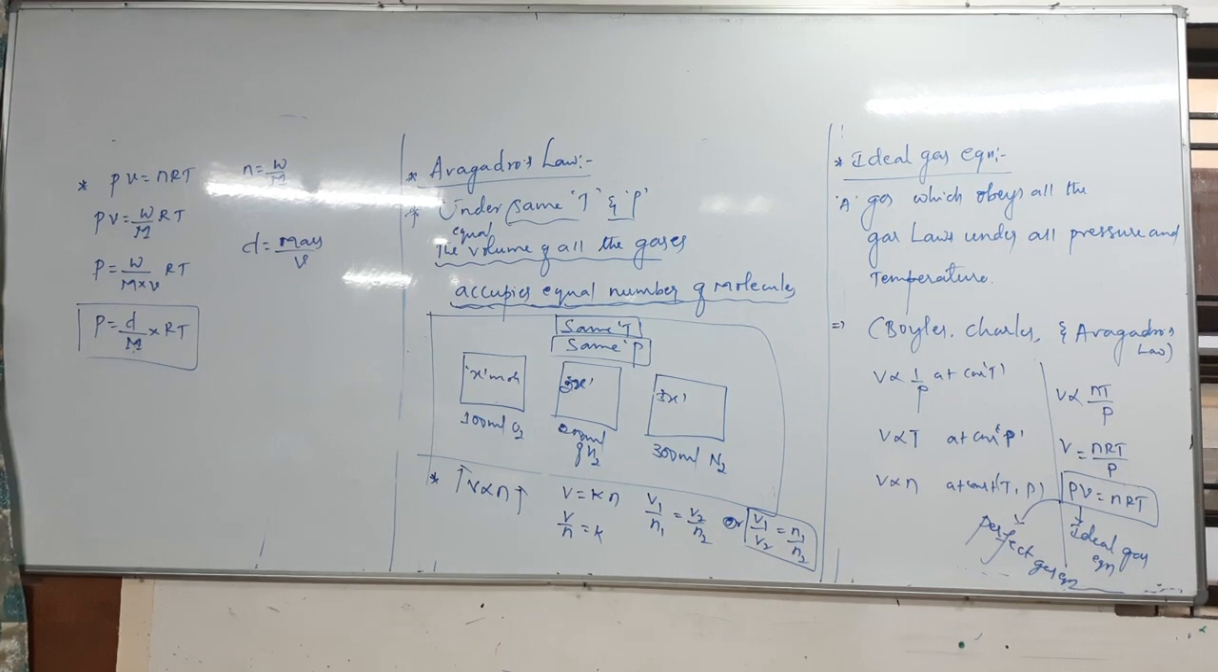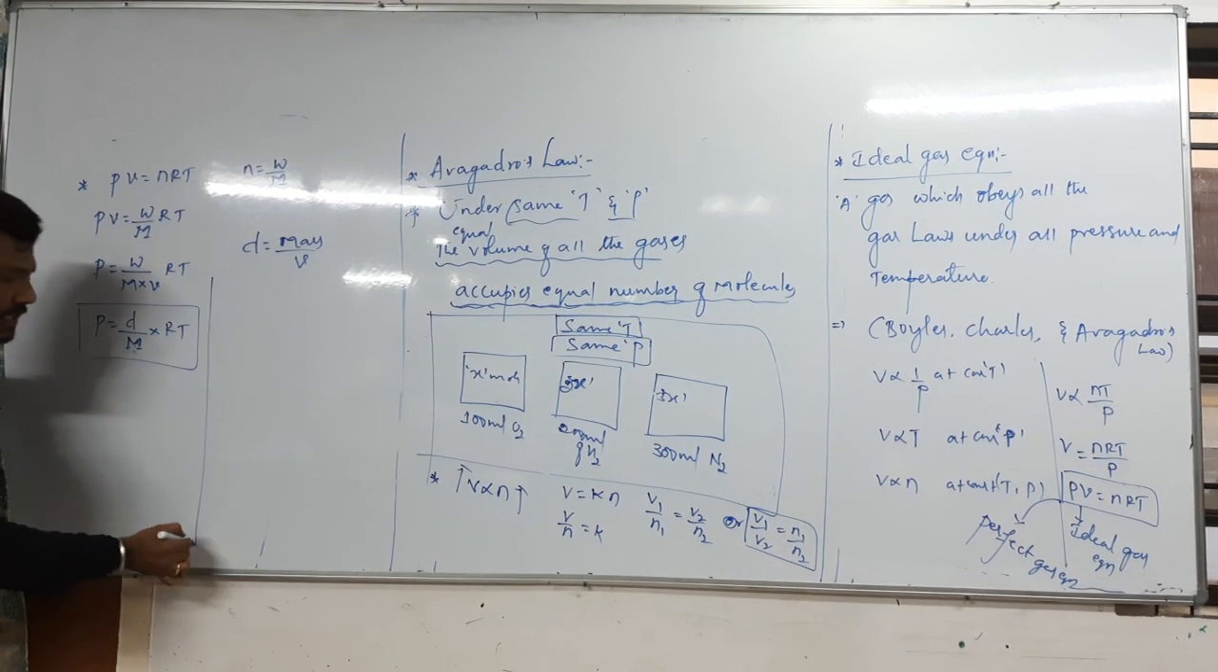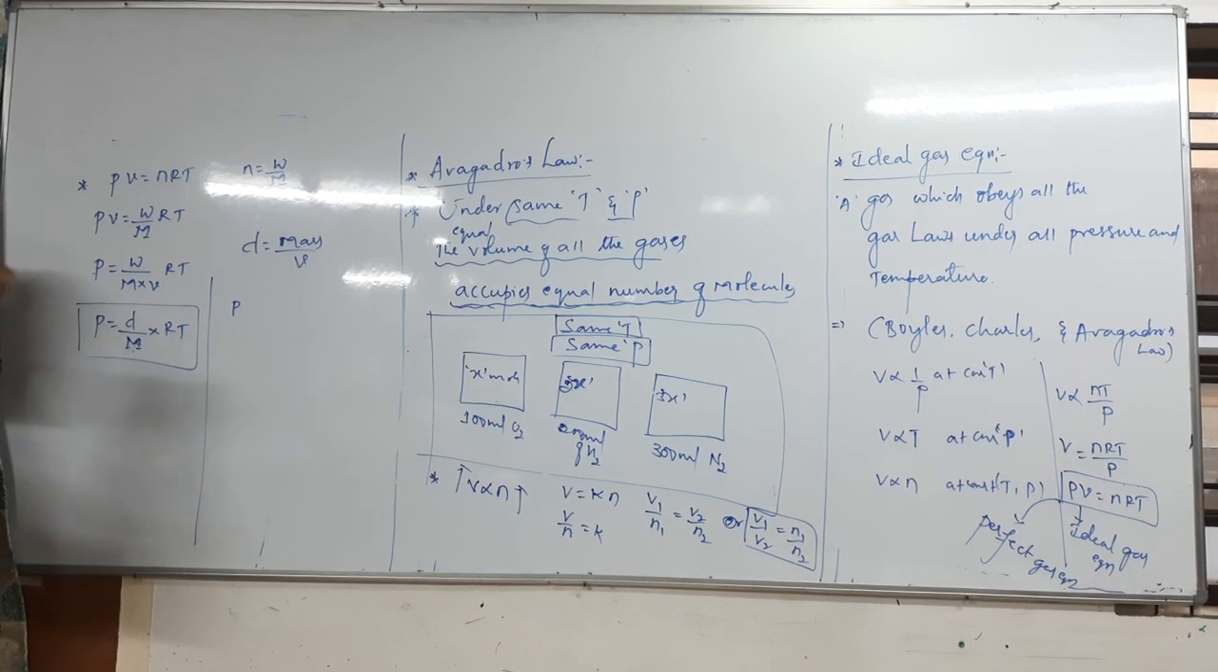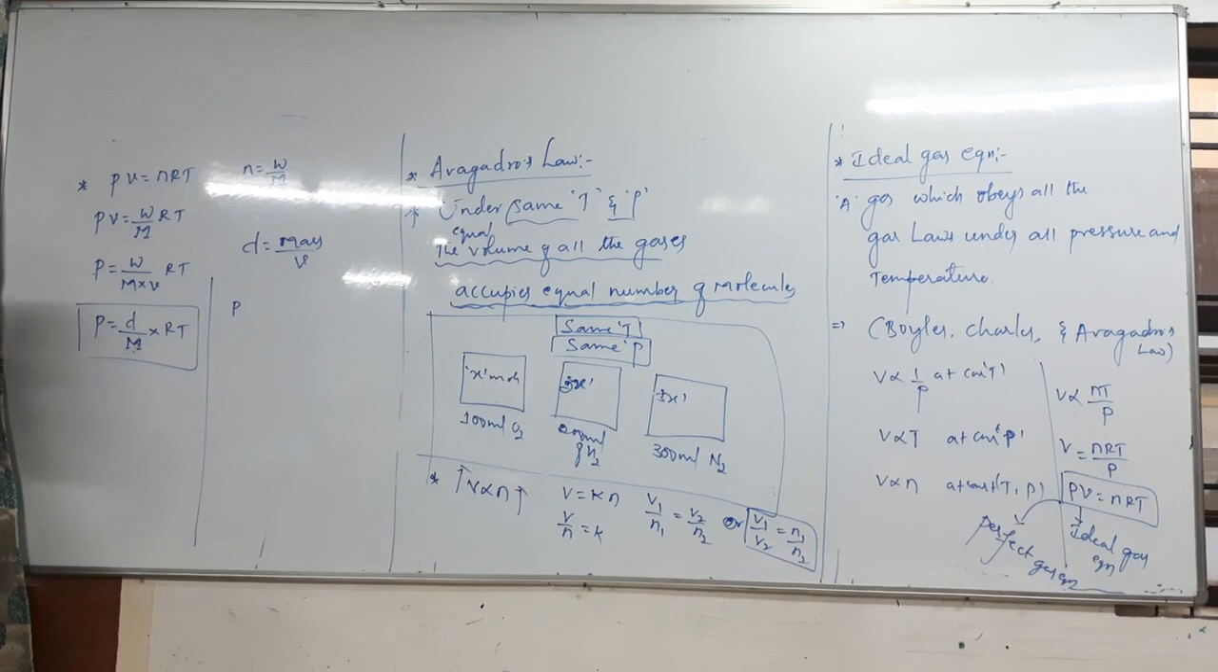And you can see that the combined gas equation comes with respect to pressure, volume and temperature, in which n and R are constant.